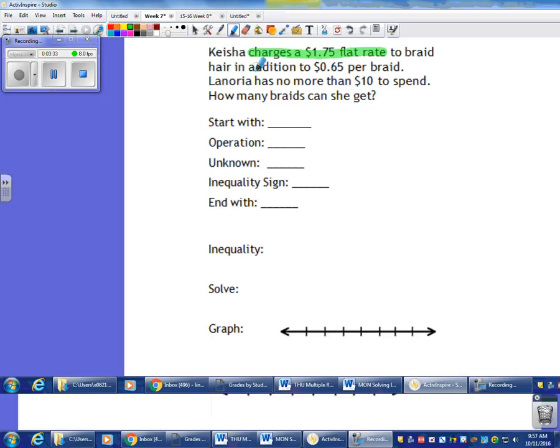It says in addition to 65 cents per braid, and she wants to spend no more than $100. So we know that whenever we see the word per, every, each, I'm going to circle that because that's your unknown. Okay, so we started with $1.75. That's the flat rate. Then we say in addition to, so the operation would be addition. Our unknown is going to be 0.65x because we don't know how many braids, so that's like saying 65 cents times we don't know, which we gave it x. No more than, meaning we want less than or equal to $100.